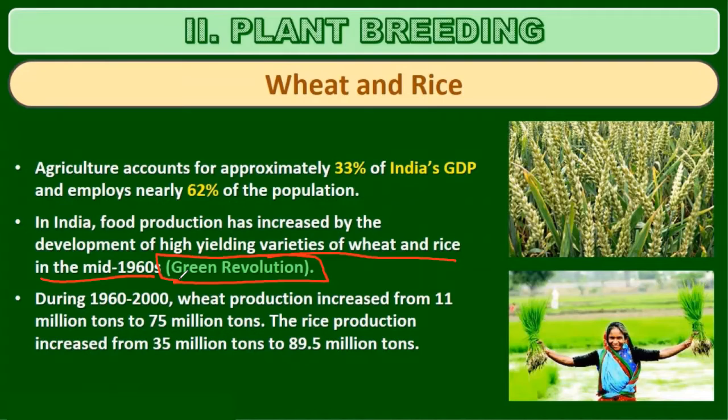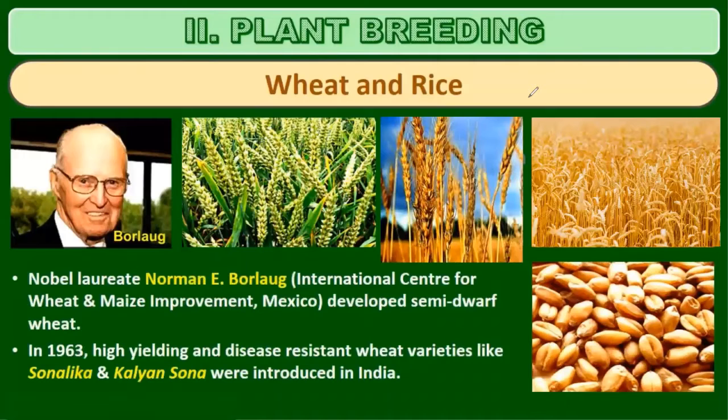During 1960 to 2000, wheat production increased from 11 million tons to 75 million tons. The rice production increased from 35 million to 89.5 million tons. Nobel laureate Norman Borlaug, at the International Center for Wheat and Maize Improvement, Mexico, developed a semi-dwarf wheat with all the desired characteristics. In 1963, high-yielding and disease-resistant wheat varieties like Sonalika and Kalyan Sona were introduced in India.